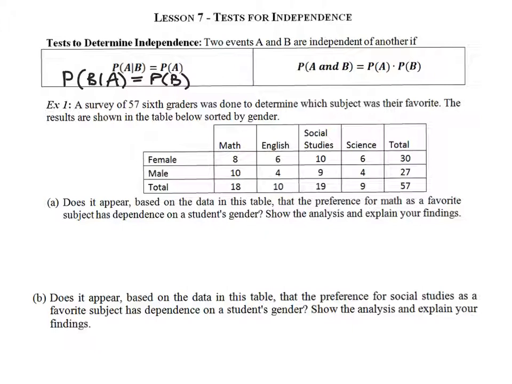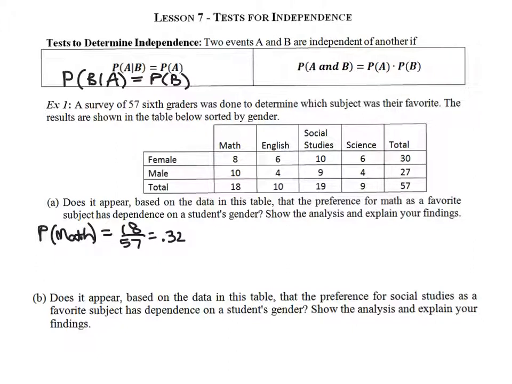So I am going to first start out by calculating the probability of choosing math as a favorite subject. That means I'm going to look at the probability of math over the entire population of sixth graders. Math as a favorite subject was chosen 18 times out of all 57 students. When I do that division, I'm getting 0.32.